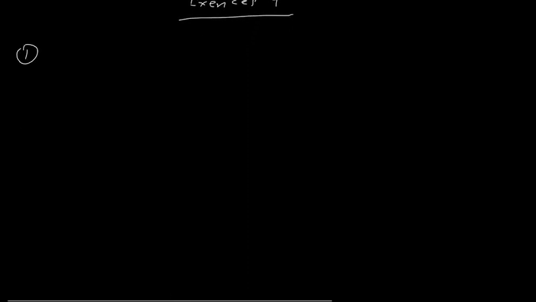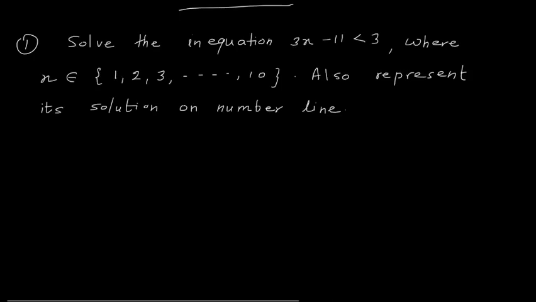Now first problem I will take. So here is our first problem. Solve the inequation 3x minus 11 less than 3, where x belongs to the set of numbers 1, 2, 3 up to 10. Also represent its solution on number line. Now when we say solve, what do we have to do? We have to find the value or values of the given variable. So let us begin.